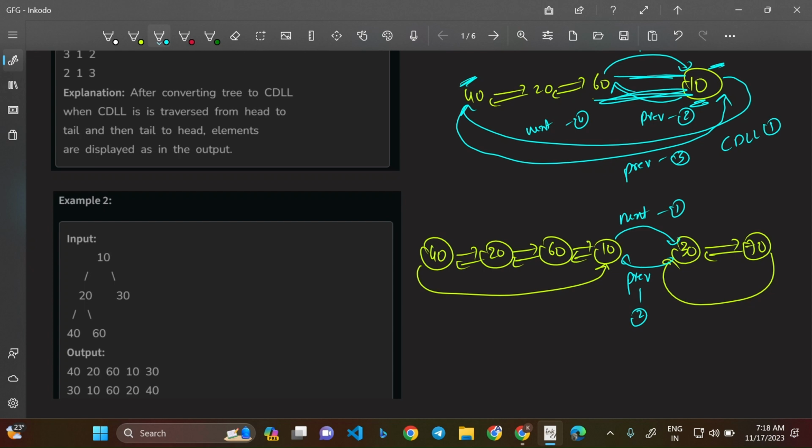Now you are going to connect the 70 and 40. How are you going to connect 70 and 40? 40's next would be no more 10. It would be 70, right? 40's next would be 70. This is the third transition. And now 40's previous. I'm always getting confused: previous in the sense left and next in the sense right. So please don't confuse. So previous is the third transition that I'm going to do.